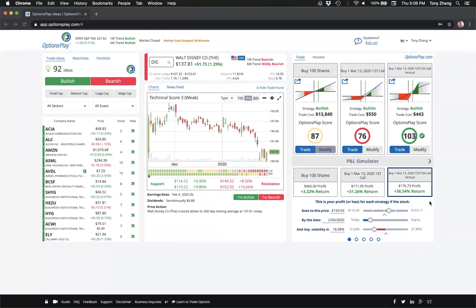Peruse is asking, can gamma be a negative number? Whenever you're long an option, you're long gamma. When you're short an option, you're short gamma. So yes, but only if you're short that option.